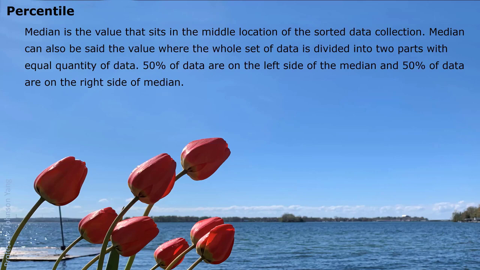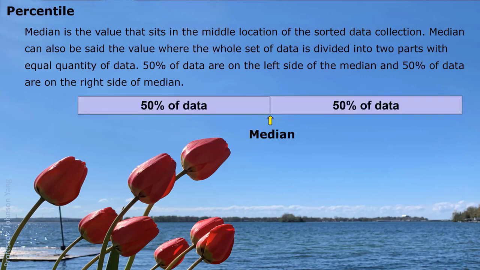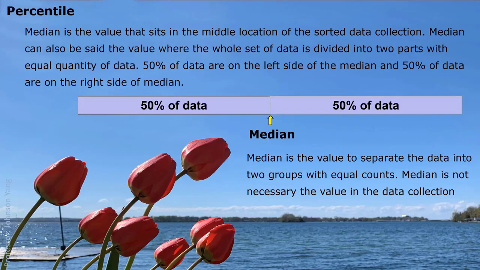Median can also be said to be the value where the whole set of data is divided into two parts with equal quantity of data. 50% of data are on the left side of the median and 50% of the data are on the right side of the median. Here it is. So median is the value right in the middle location. Median is the value to separate the data into two groups with equal counts. Median is not necessarily the value in the data collection.